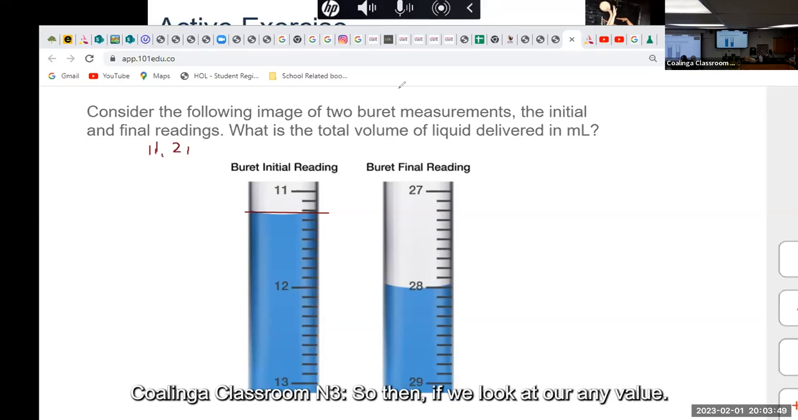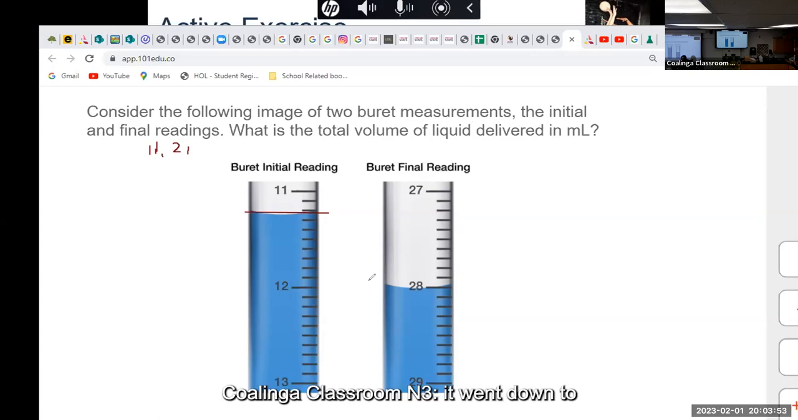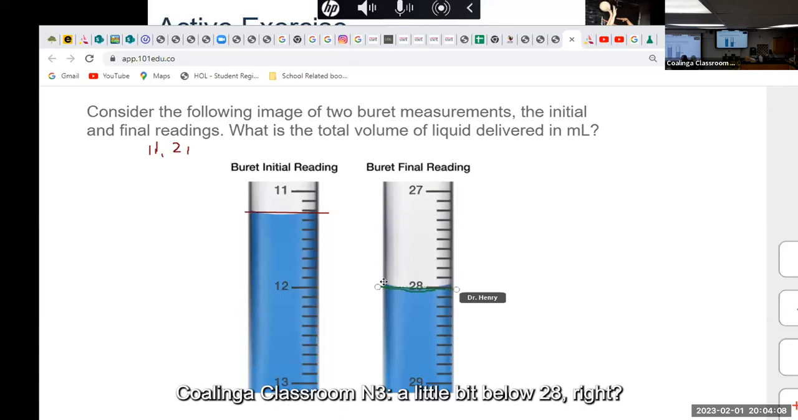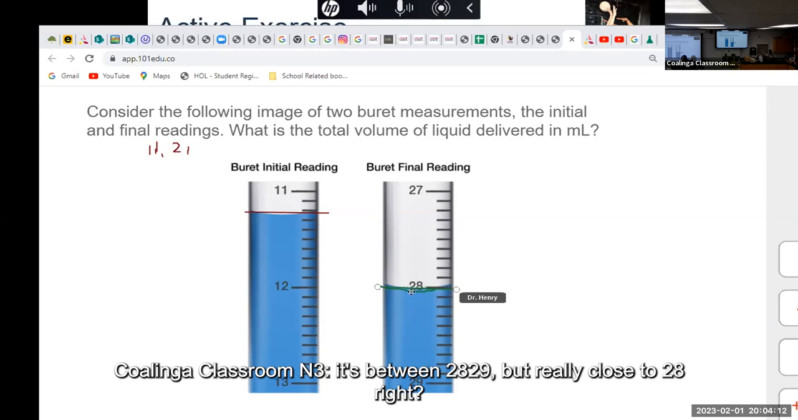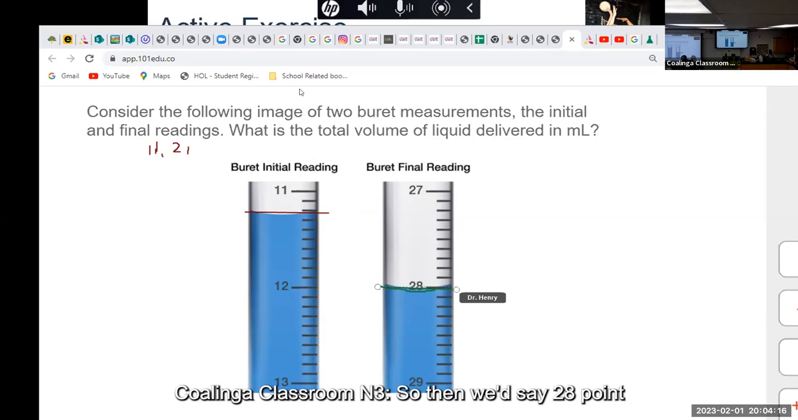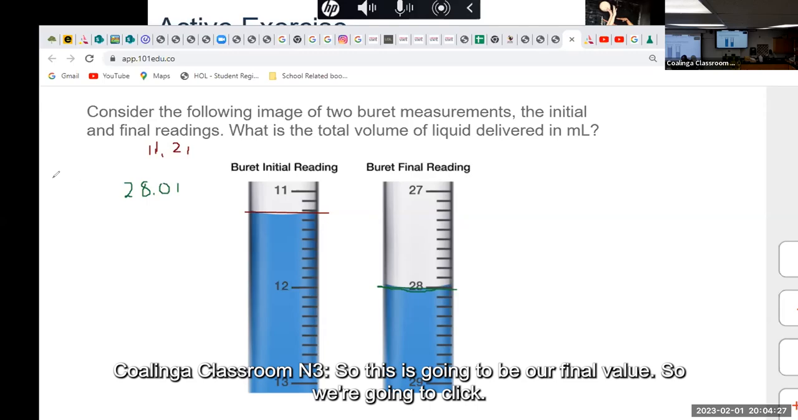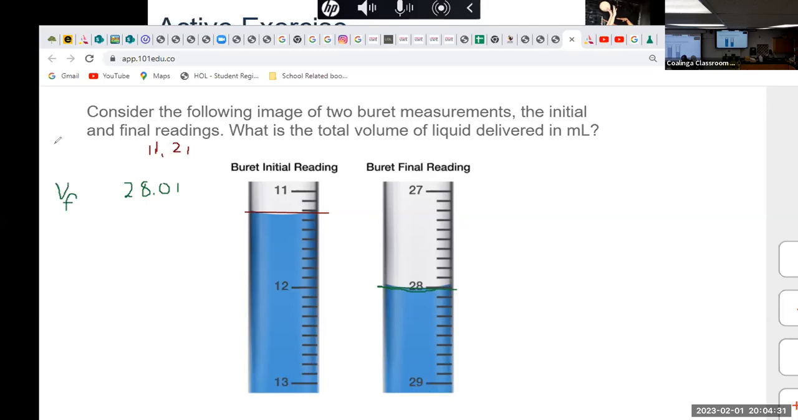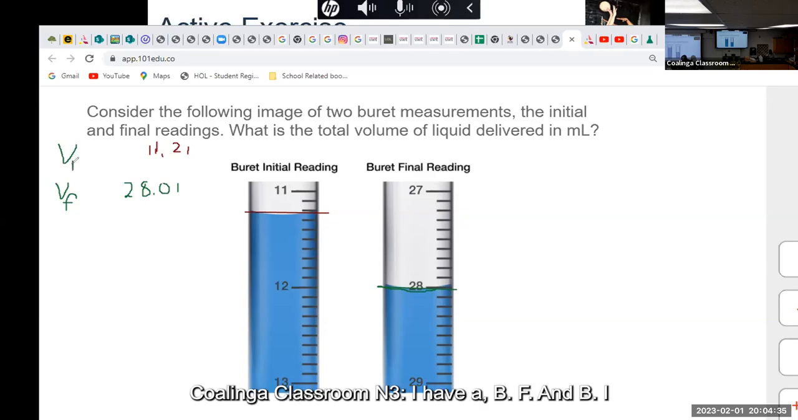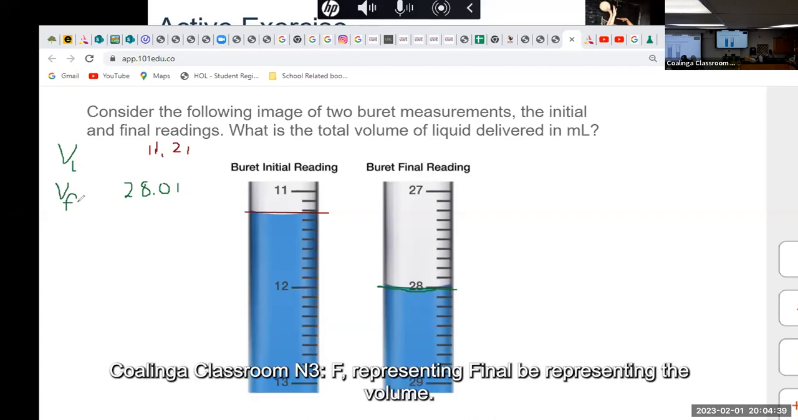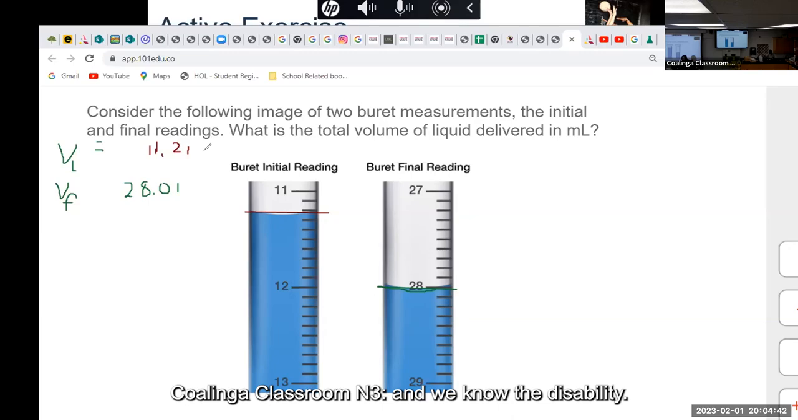Then if we look at our ending value, it went down to 28. It's between 28 and 29, but really close to 28, so we'd say 28.01. This is going to be our final value. We use V_F for the final volume and V_I for the initial volume, with V representing the volume, and this is in milliliters.